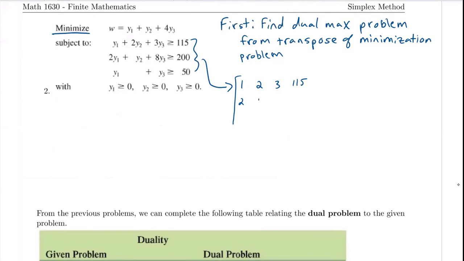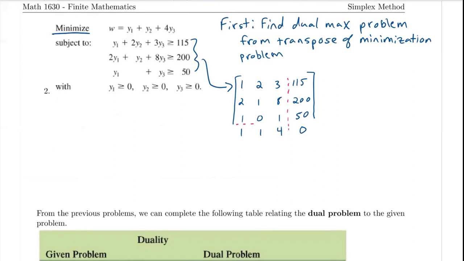Do notice, you don't have to put the slack variables in when you do this. Then you write your second constraint, 2y1, 1y2, and 8y3 as 200. The third constraint, I had to put in a 0 for my y2 variable, so just be aware of that, and then equals 50. The very bottom row of this matrix, to do the dual max, you just let it be your minimize equation, y1 plus y2 plus y3. The only thing is, don't make those negatives when you're writing those down.